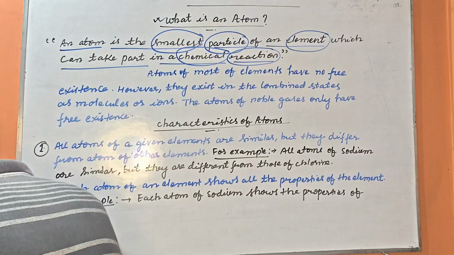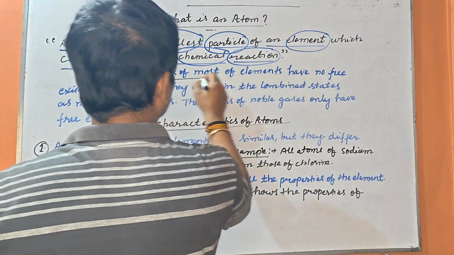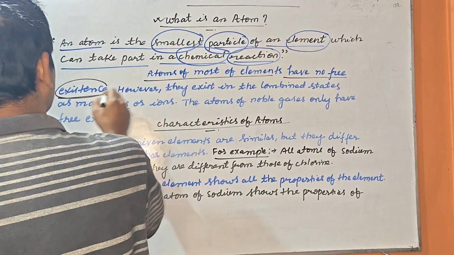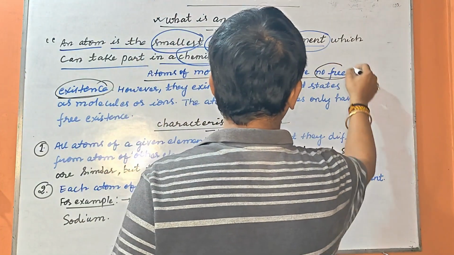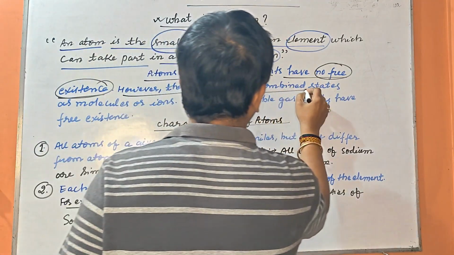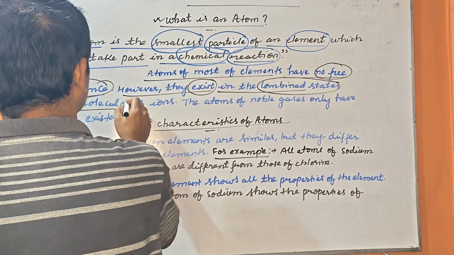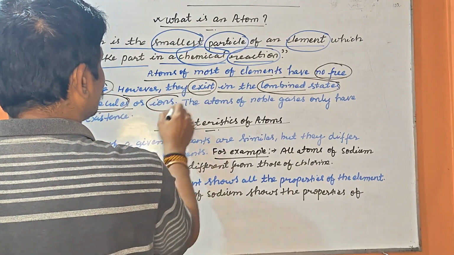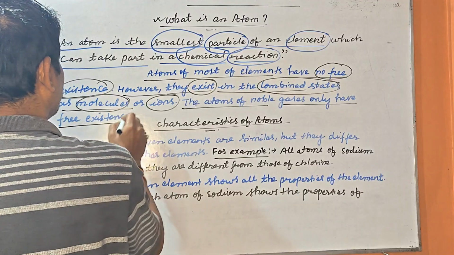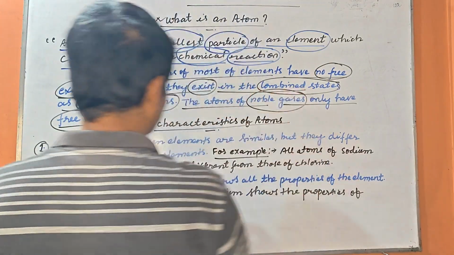So you can say the atom of an element. Atoms of most elements have no pre-existence. However, they exist in the combined state as molecules or ions. The atoms of noble gases only have pre-existence.